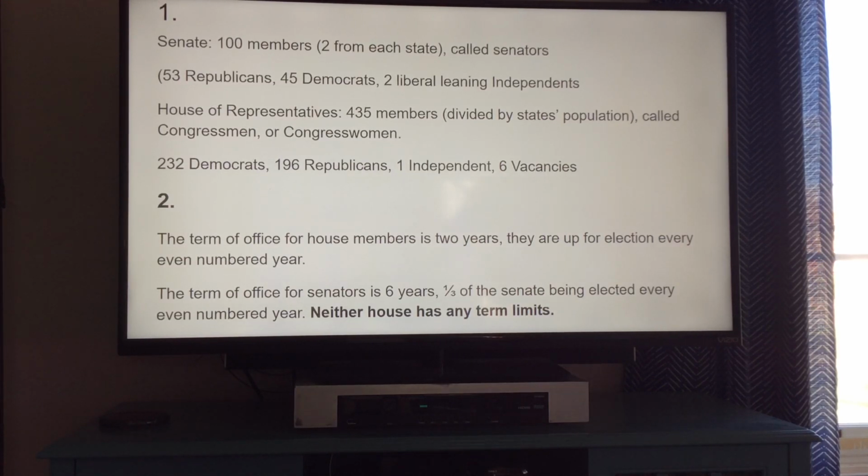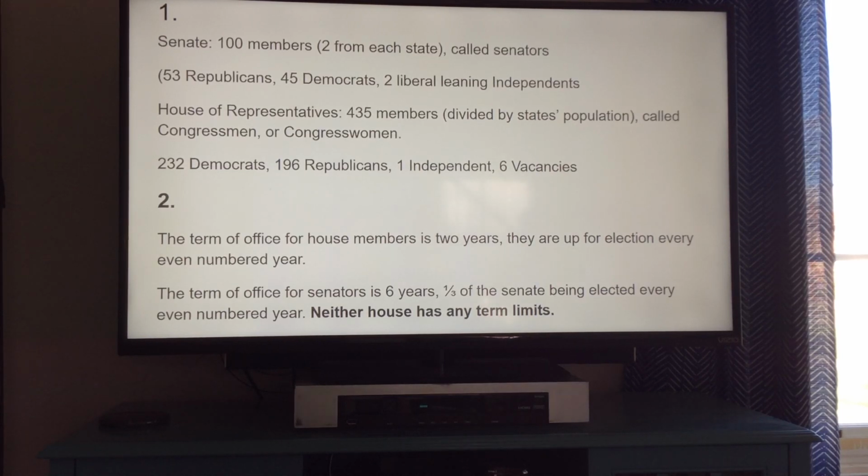Currently, the Senate is controlled by the Republican Party. There are 53 Republicans and 45 Democrats. Those numbers don't quite add up to 100. There are 2 independents in the Senate, but both are pretty liberal. One you've probably heard of.